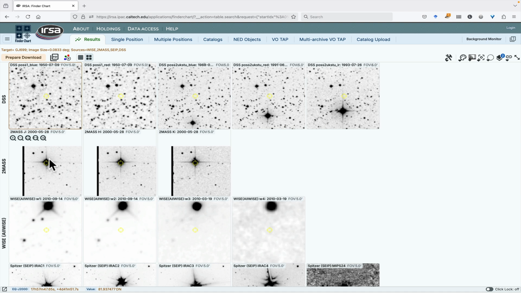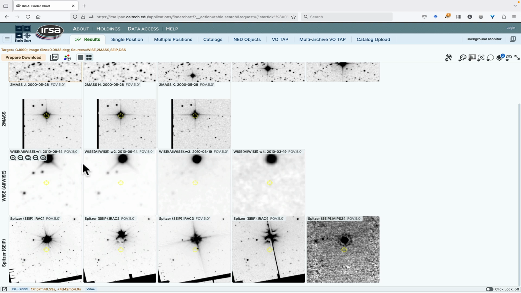For 2MASS, it's exactly where we expect it to be because the 2MASS data were taken in 2000. By WISE, the star has already moved off by quite a bit in 2010.